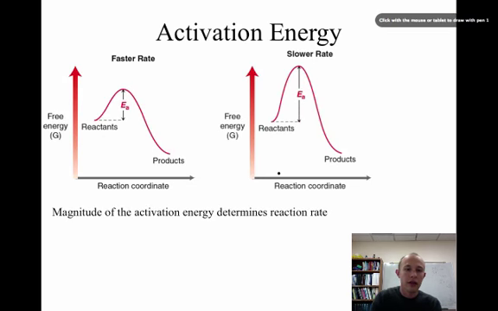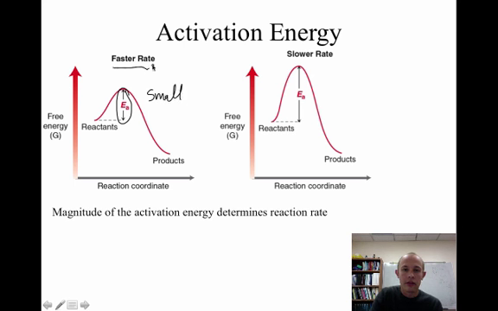And remember that we said the kinetics of a reaction is related to the magnitude of the activation energy. So if we have a small activation energy, that's going to be a fast reaction. If we have a large activation energy, that's going to be a slower reaction. So how big the activation energy is going to allow us to figure out how fast a particular reaction or a particular step in a reaction will take place.